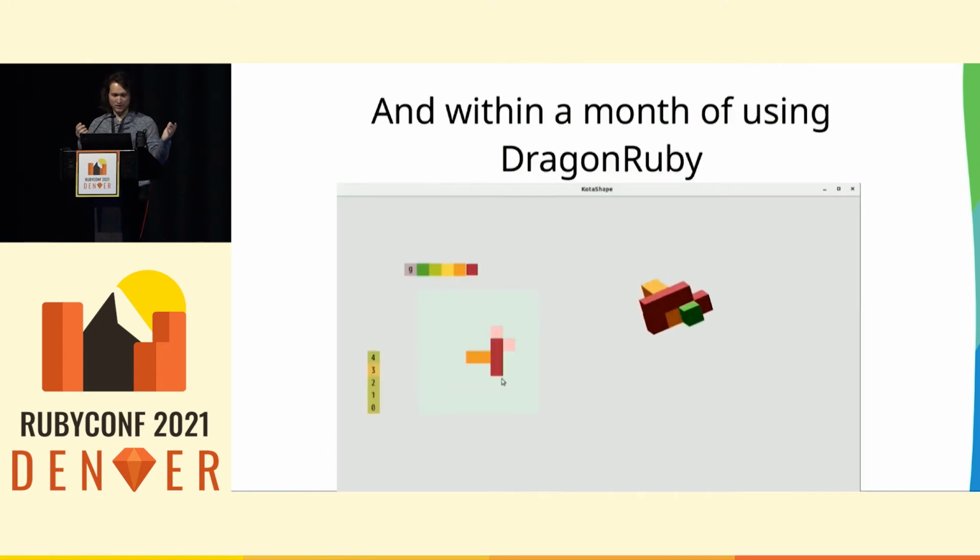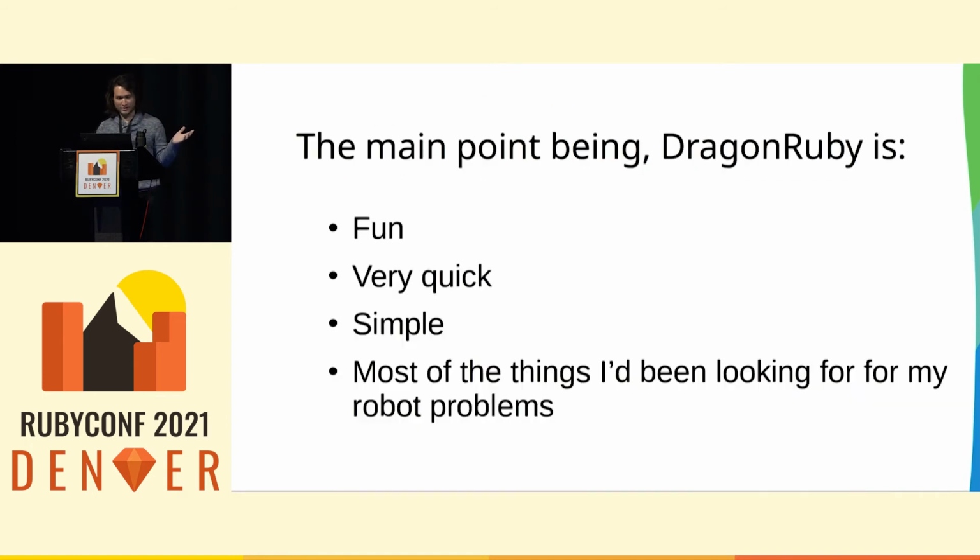And then, within a month of using DragonRuby, I was doing things like this, which is like a little 3D modeling tool using DragonRuby. Now, the main point of all this is that DragonRuby is incredibly fun, very, very quick, simple, and it solves a lot of the problems that I was trying to solve in my robotics problems, right?